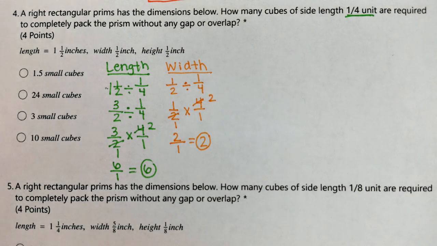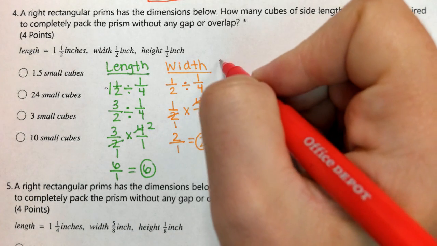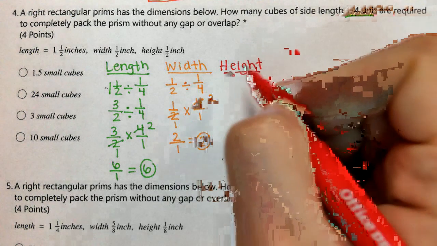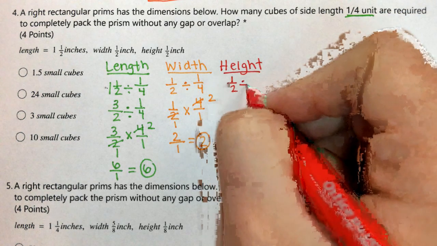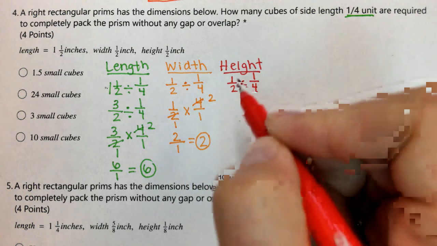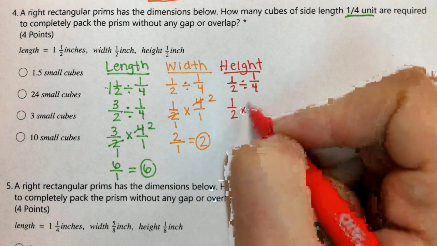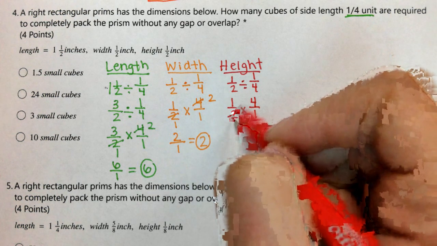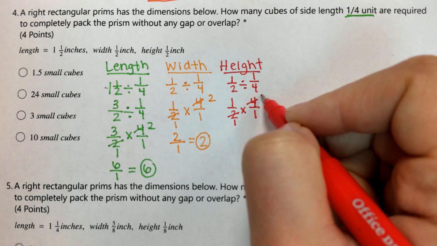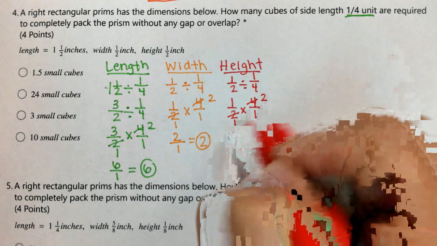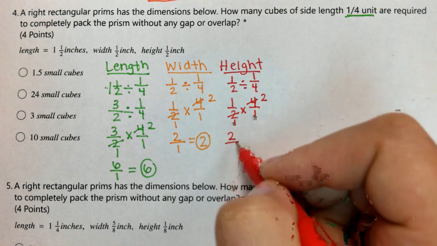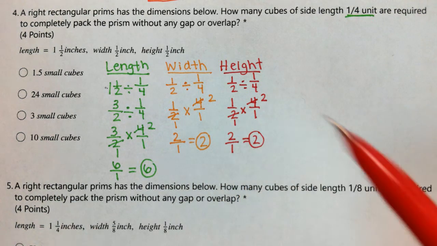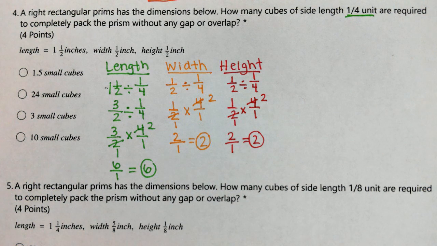Now I also have to do this for my height. And my height here is 1/2 inch, so I'm going to do 1/2 divided by 1/4. So keep, change, flip. I can simplify my diagonal, so 2 divided by 2 is 1. 4 divided by 2 is 2. 1 times 2 is 2. 1 times 1 is 1. And then 2 over 1 equals 2. So this means that 2 of those 1/4 inch cubes can fit in my height.